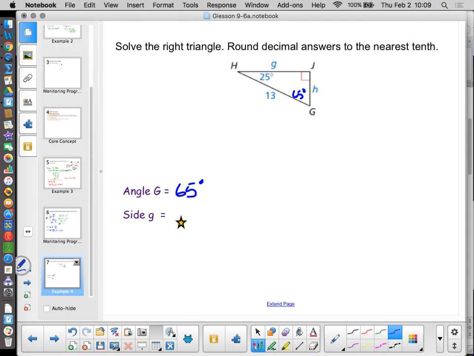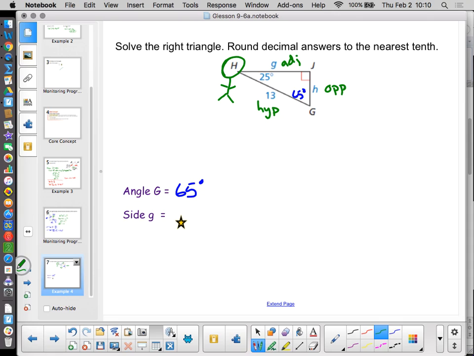Now, when we're doing two sides like this, we generally don't use Pythagorean theorem. We'll use trig for both sides. And we'll generally not use angle G because what if I made a mistake here? I'm going to use angle H as my perspective because that's my given angle. So this is the opposite side. This is the adjacent side. This is the hypotenuse.